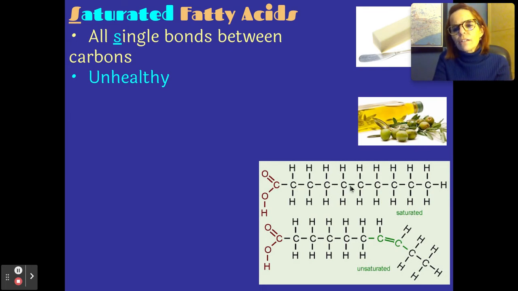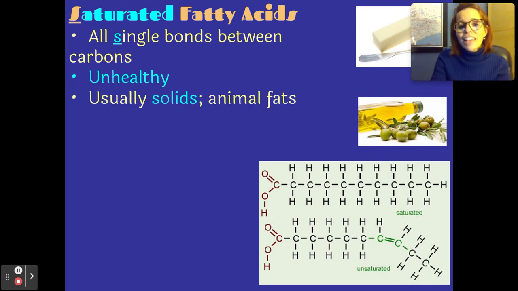Each one is a single bond. If you see 2 lines, that's a double bond. So for the saturated fats, between the carbons, not between the carbon and oxygen, but between the carbons, it's all single bonds. Do you see it's all one line in between every single carbon? Saturated fats are unhealthy and they're usually solid at room temperature. So butter is an example of a saturated fat.